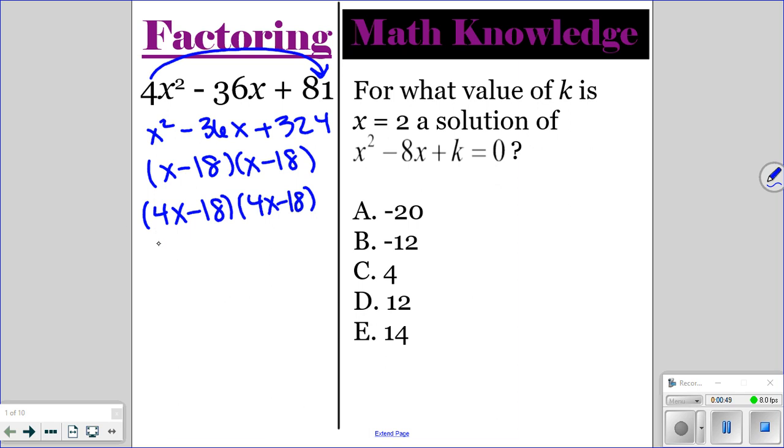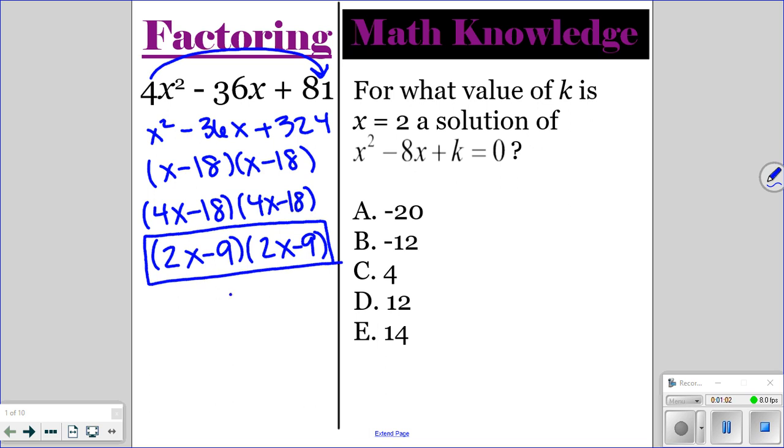And then you reduce. The 4 and the 18 both divide by 2. So that'll give us 2x minus 9 and 2x minus 9, which you can also write as just (2x minus 9) squared.